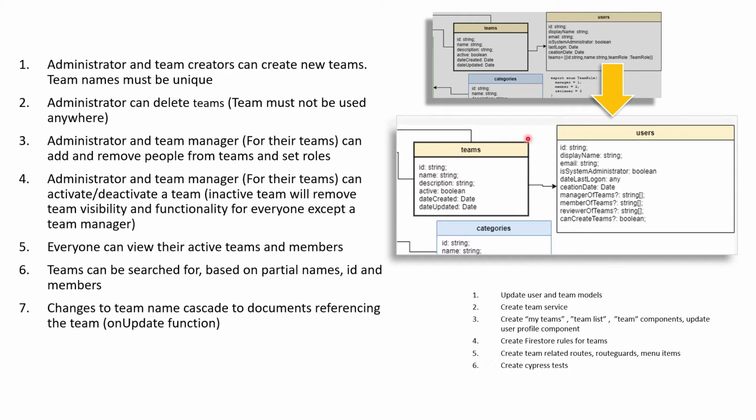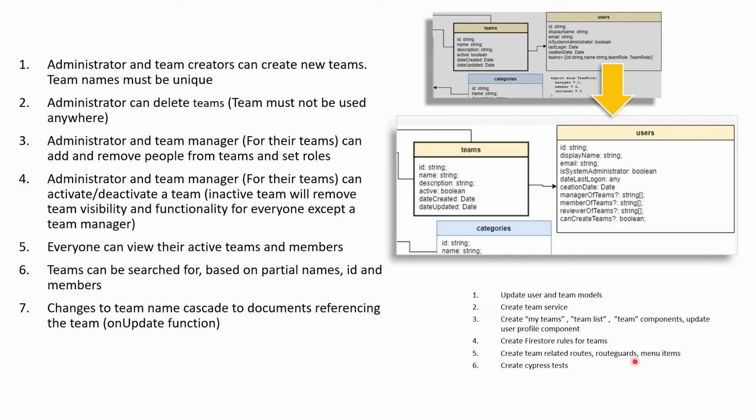So I took this information and I went through the following set of activities. I updated the user and team models in my Angular data application, created a team service. I also modified the user service to add some more capabilities into that. I created some components. This was my initial idea. I'll have a look at what I actually did. I created Firestore rules for teams so that someone who hasn't got rights can't change things they shouldn't be able to at the database level as well.